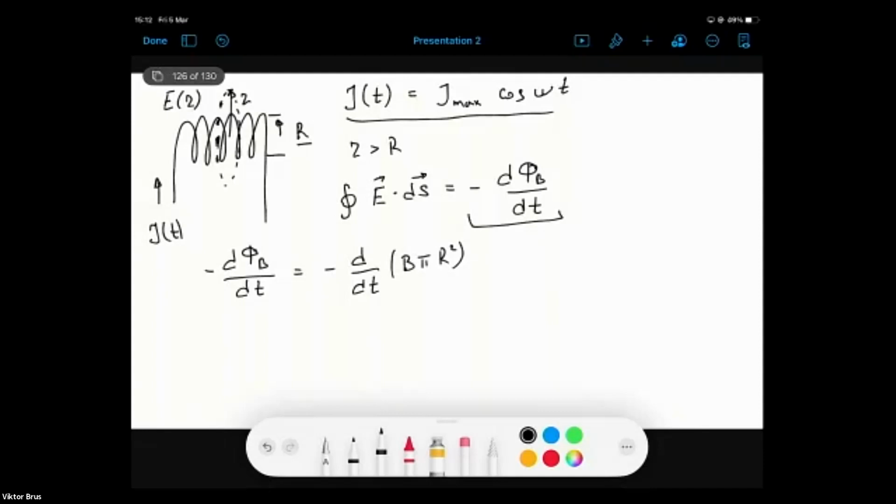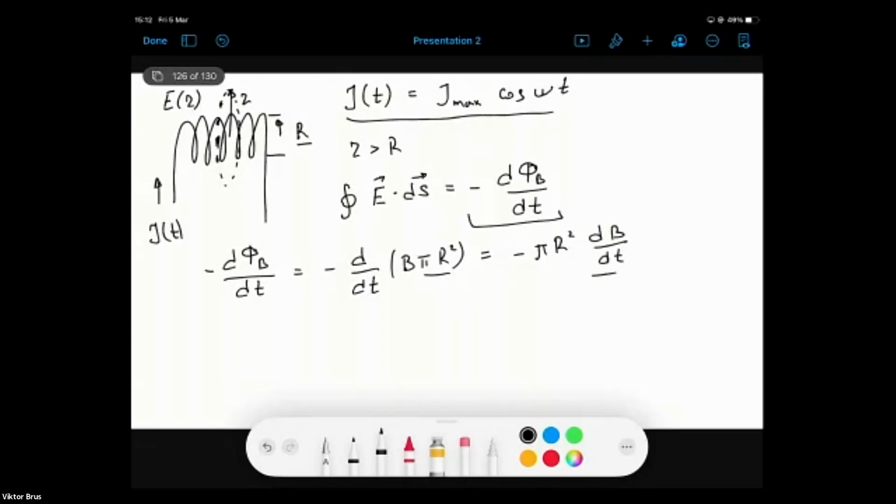So keeping this in mind and factoring out constants from this derivative, we will end up with such an equation: pi times r squared times dB over dt.